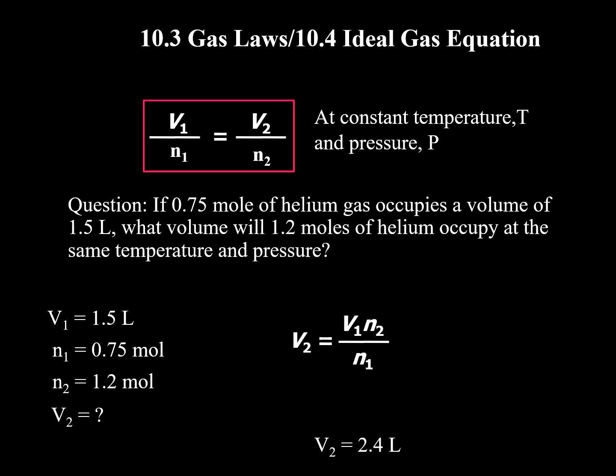So as I just said, if the amount of moles increases, the volume should increase as well when you do the calculation. So we isolate our V2 and we plug in our variables and we get 2.4 liters, which increases from V1.